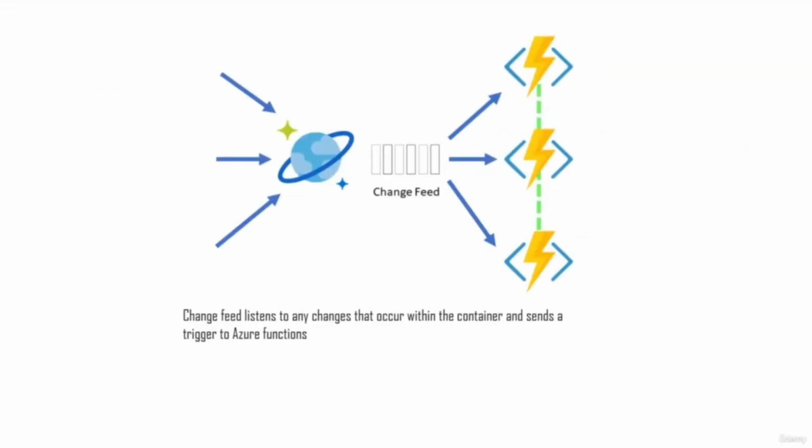So before we talk about the integration of Azure function with Cosmos, let me explain to you the concept of change feed. So change feed listens to any changes that happen within a container and sends a trigger to the Azure function. So these changes could include anything from an insertion of an item into a container or even updating an item within a container. So let us look at how you can integrate Azure with Cosmos.